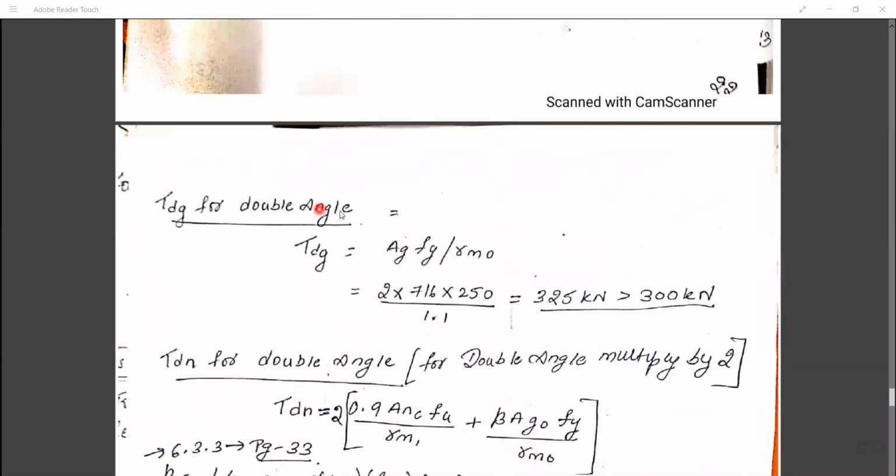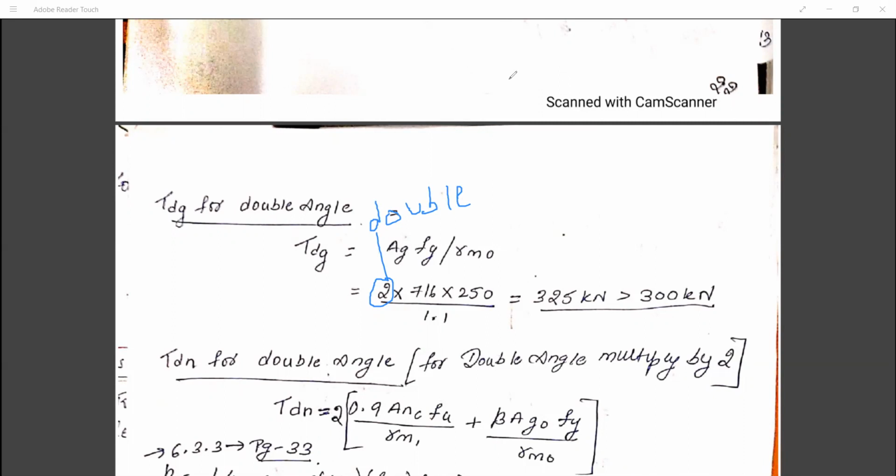So now TDG for double angle is AG Fy by gamma m naught. See here what I am doing here, 2 times. Earlier for single angle section I used to take 716 into 250 divided by 1.1. But now I have taken 2 times. Concentrate here. I have taken here 2 times because this is double angle section. That's why I have taken twice. See TDG is AG Fy by gamma m naught, 2 times of 716.